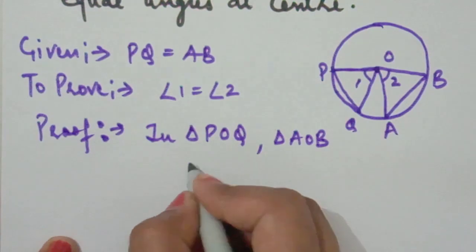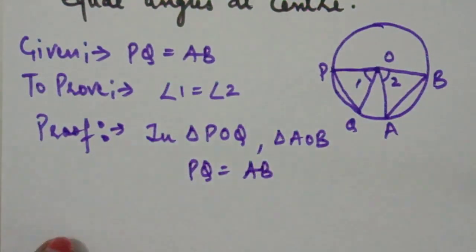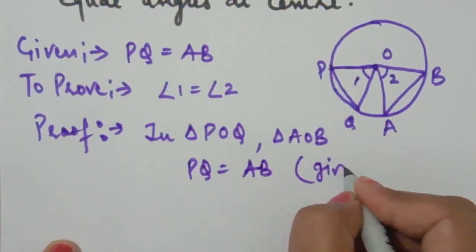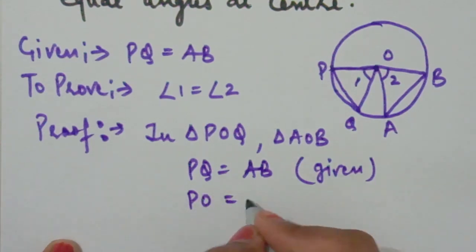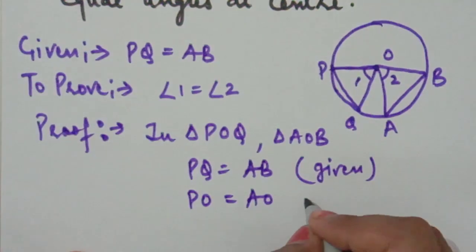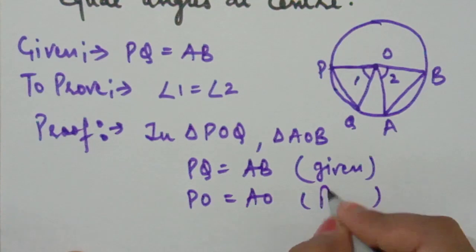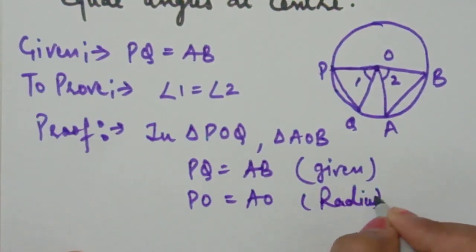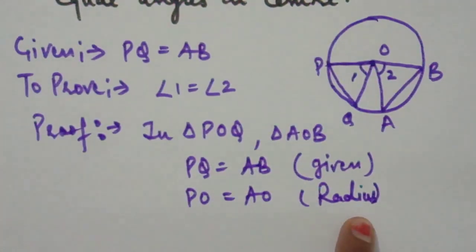First, PQ is equal to AB. How are they equal to each other? It is given. And PO is equal to AO. Yes students, think why they are equal to each other. Try to think. Okay, I will give you the answer. They are equal because they are both radii of the same circle.